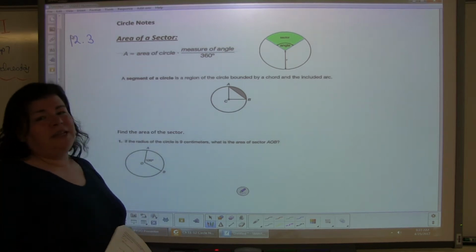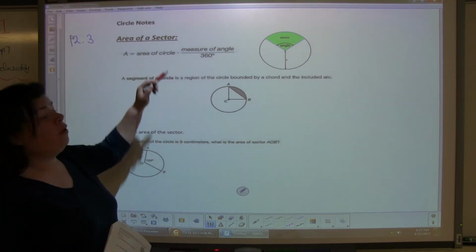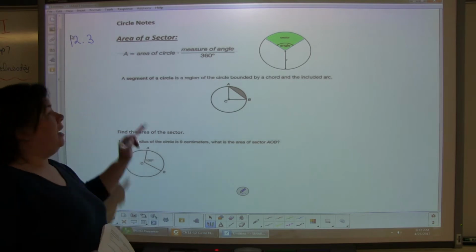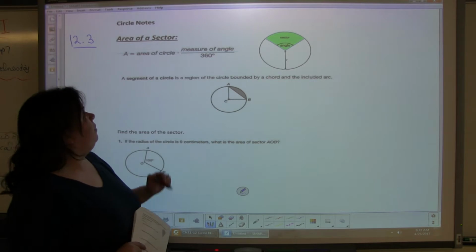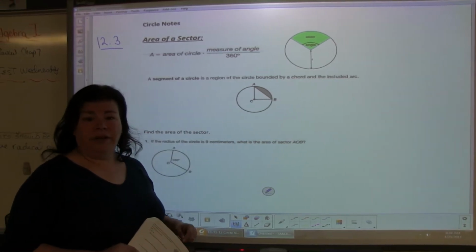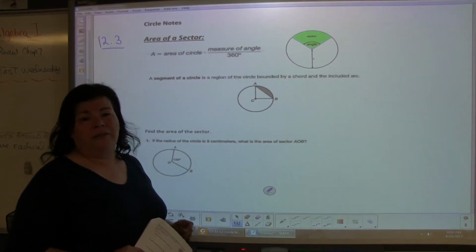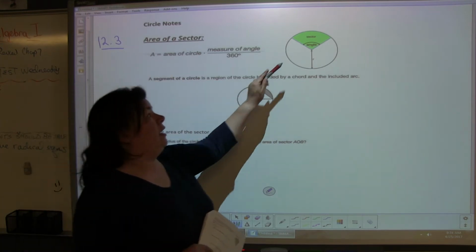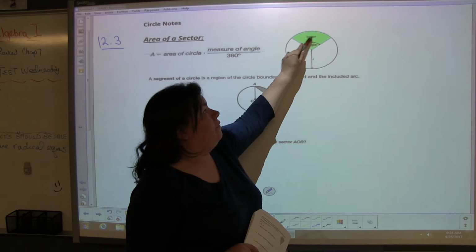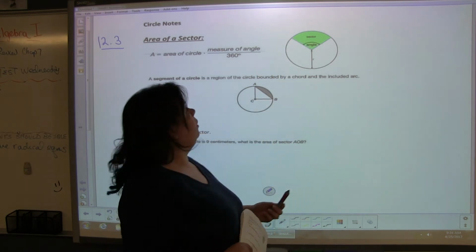Hi everybody, this is 12.3, so if you go to your area of a sector notes and label that 12.3, that's what we're dealing with. The area of a sector is a little different than the length of an arc. The area of a sector actually finds the area portion of a section of a circle.